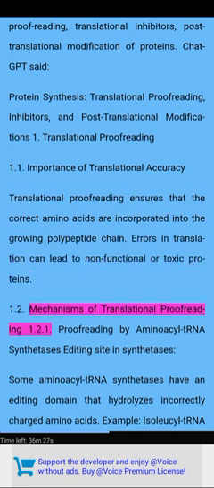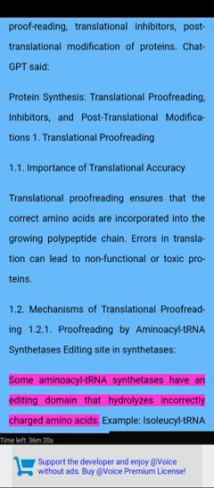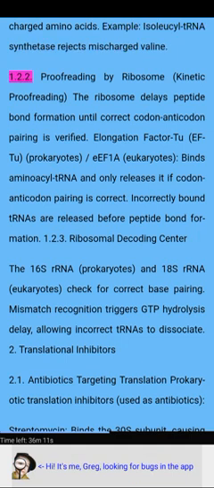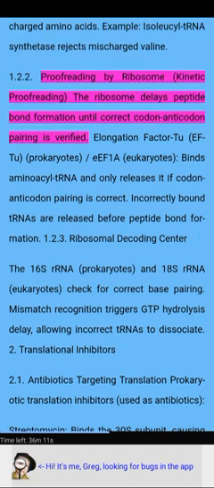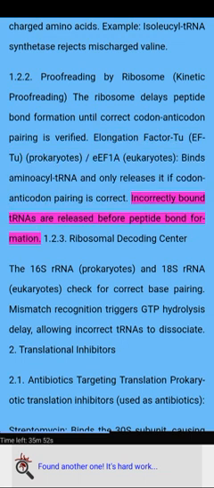1.2. Mechanisms of translational proofreading. 1.2.1. Proofreading by aminoacyl tRNA synthetases: editing site in synthetases. Some aminoacyl tRNA synthetases have an editing domain that hydrolyzes incorrectly charged amino acids. Example: isoleucyl tRNA synthetase rejects mischarged valine. 1.2.2. Proofreading by ribosome, kinetic proofreading: the ribosome delays peptide bond formation until correct codon-anticodon pairing is verified. Elongation factor EF-Tu in prokaryotes, EF1A in eukaryotes, binds aminoacyl tRNA and only releases it if codon-anticodon pairing is correct. Incorrectly bound tRNAs are released before peptide bond formation.